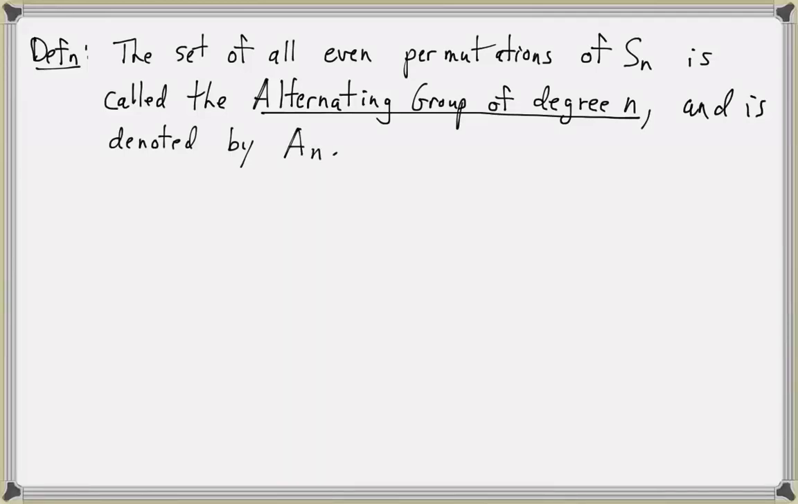So the set of even permutations of Sn is called the alternating group, and as the name suggests, this is actually a group. So the following theorem establishes this. Not only is the alternating group a subgroup of Sn, it's actually a normal subgroup. And it turns out that exactly half of the permutations of Sn are even. So the order of the alternating group is the order of Sn, which is n factorial, divided by 2. So this tells us that exactly half of the permutations of Sn are even, and therefore half of the permutations of Sn are odd.